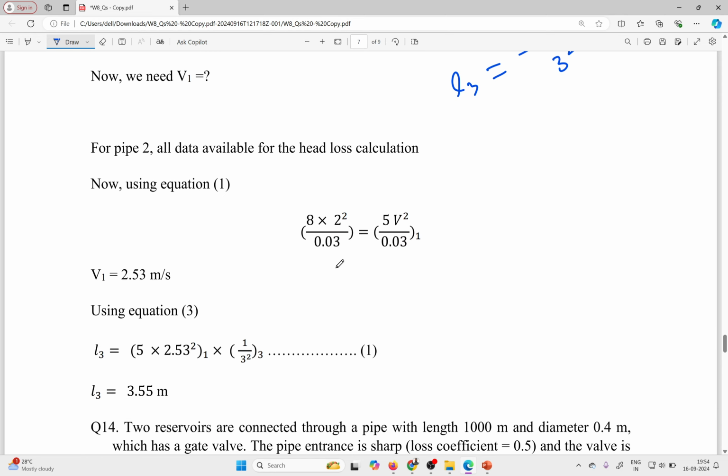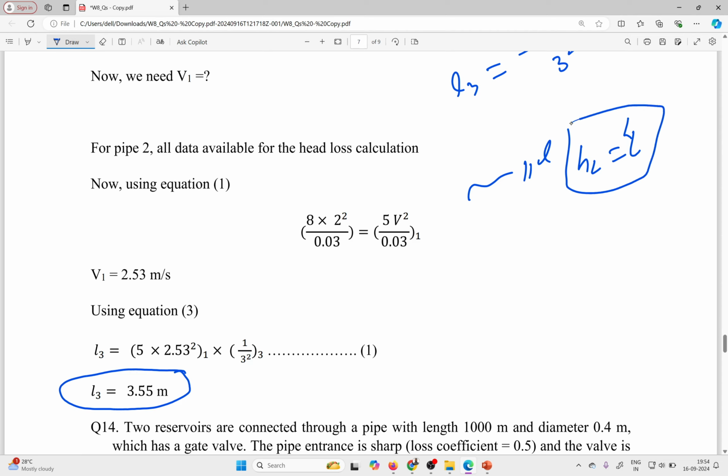So your L3 value will be 3.55. Remember please, there is only one thing to remember. In case of parallel pipes, your head loss will be equal. In case of pipes in series, your head loss will be accumulated, that is, added. Total head loss will be H1, if this is 1 and this is 2, plus H2.